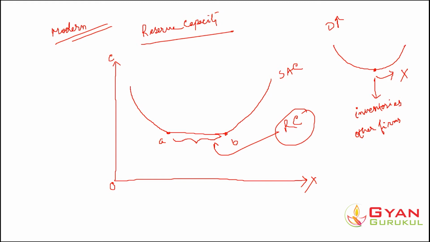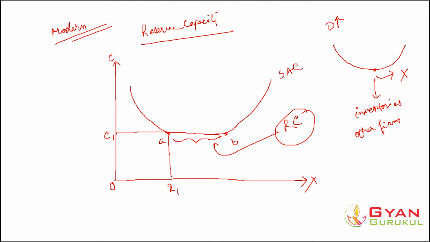Now this modern cost theory says that actually the firm has something called a reserve capacity. Say the firm is producing at this point, say x1 amount, at a per unit cost of c1, right? Now suddenly let's say demand increases, and as a result the firm has some flexibility.